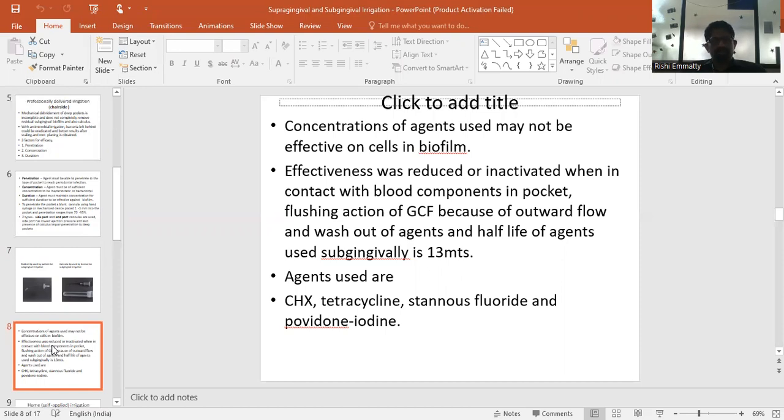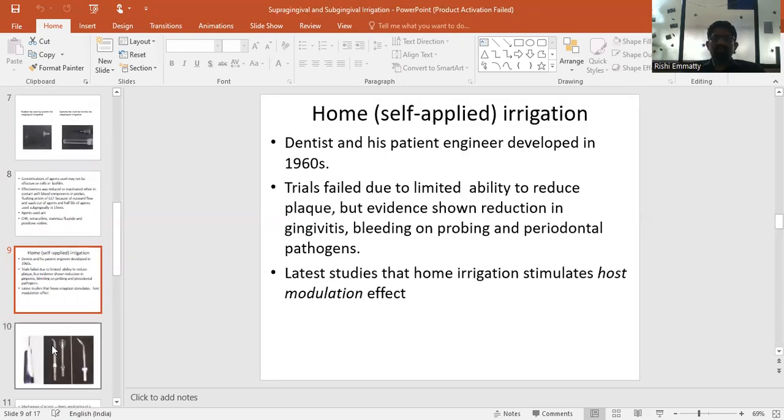The main agents used are chlorhexidine, I use chlorhexidine chips and things like that, chlorhexidine irrigation, tetracycline, stannous fluoride. These are the main agents used for subgingival or supragingival irrigation. It's a home or self-applied irrigation. These were designed by a dentist and a patient engineer, developed in the 1960s. The trials failed due to the limited ability to reduce plaque, but evidence showed reduction in gingivitis, bleeding on probing, and periodontal pathogens.